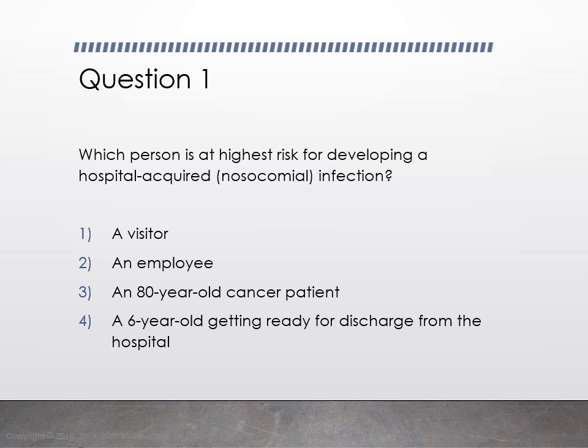Review question number 1. So which person is at highest risk for developing a hospital-acquired infection, an HAI, or a nosocomial infection? Go ahead and read, and then we'll cover the answer. All right, guys, so the answer here is number 3. So an 80-year-old cancer patient. Elderly patients are at high risk of infection because of things like poor nutrition, immobility, chronic illness, and physiologic changes. So in this question, our answer is 3.